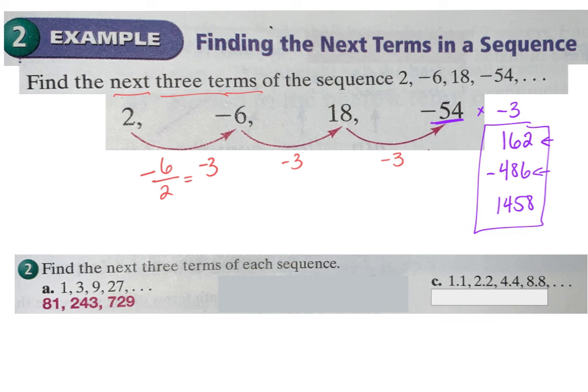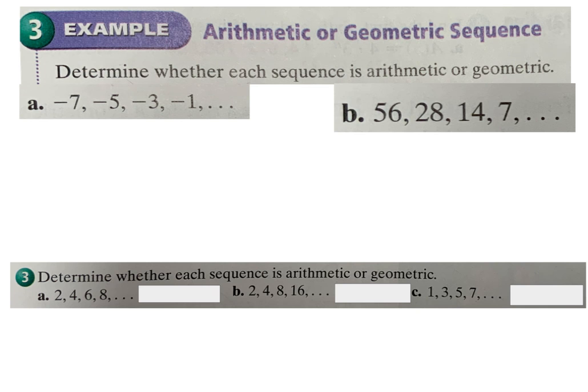C, what's my common ratio for C? What am I multiplying by? 2. So my next 3 numbers should have been 17.6, 35.2, and 70.4. Sequences, if they don't tell you, you are going to look for a pattern, what's happening.